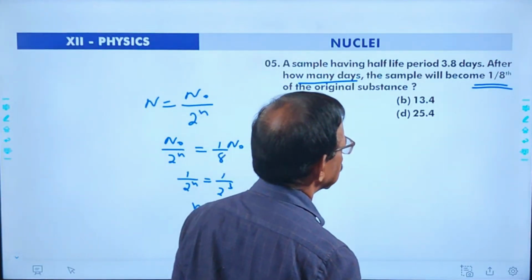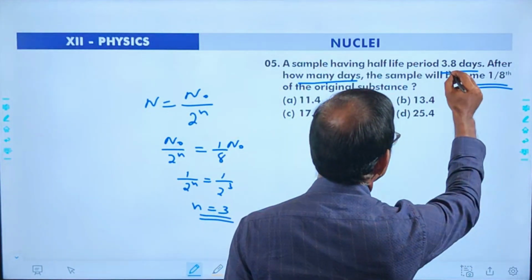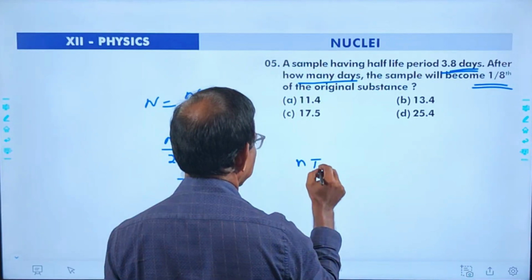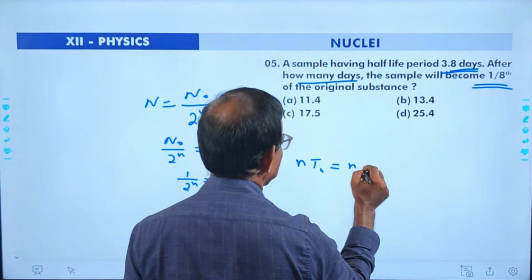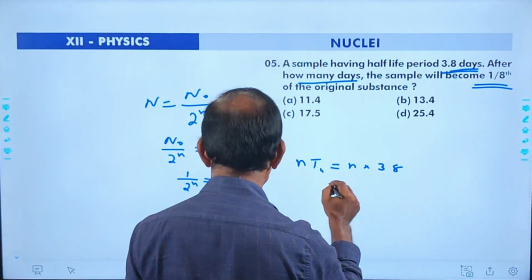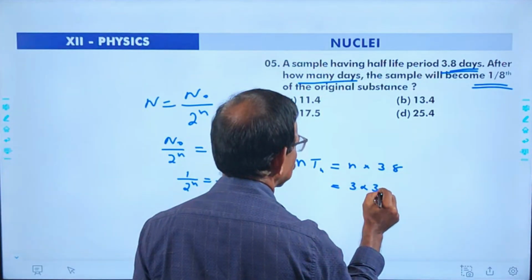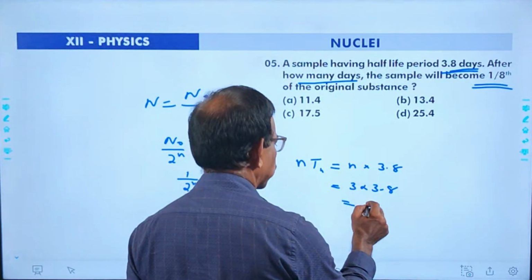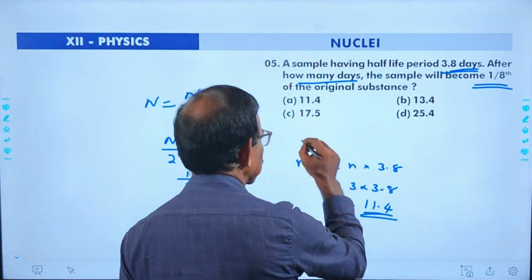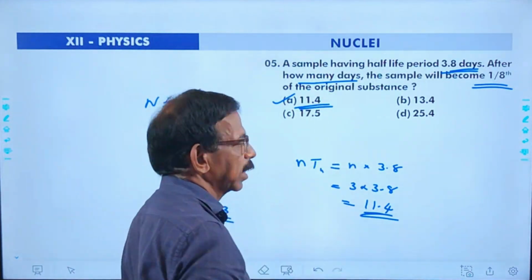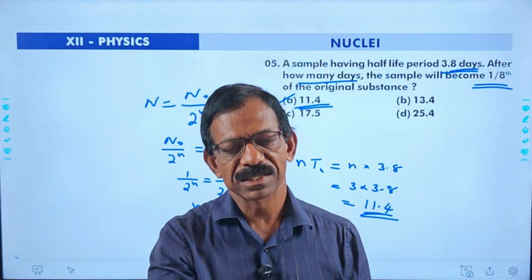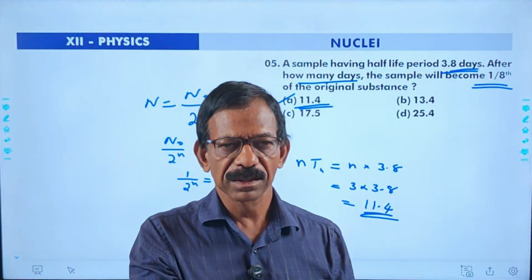Each half-life is 3.8 days, so for n half-lives it is n into 3.8. Here n is 3, so 3 into 3.8 equals 11.4 days. The correct answer is option A, 11.4.